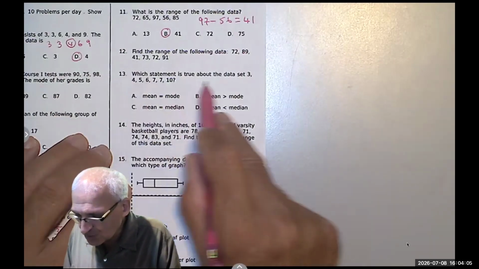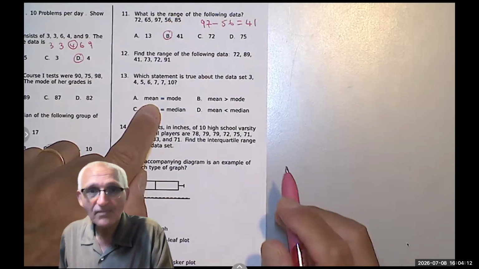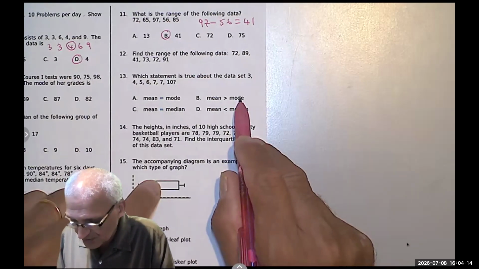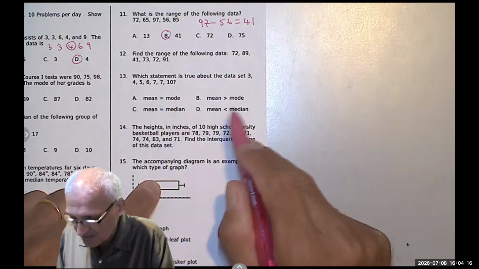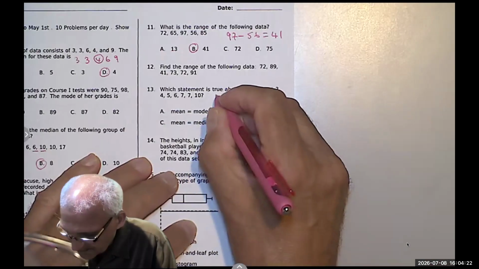Which statement is true about the data set 1, 2, 3, 4, 5, 6, 7? They tell you the mean equals the mode, or the mean is greater than the mode, or the mean equals the median, or the mean is less than the median. So we have to calculate all three.